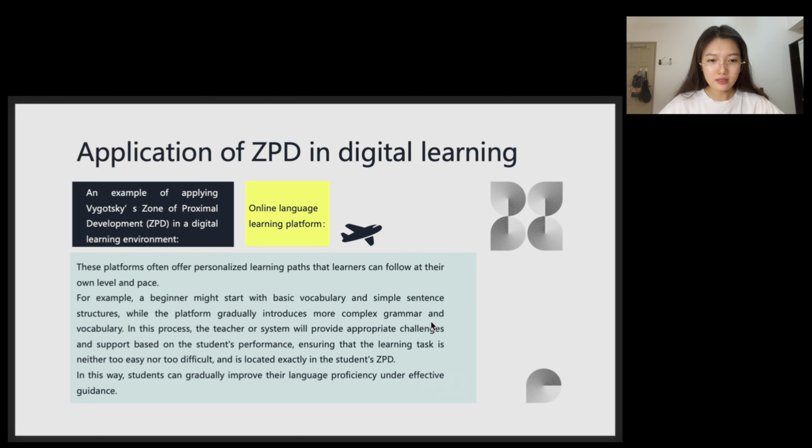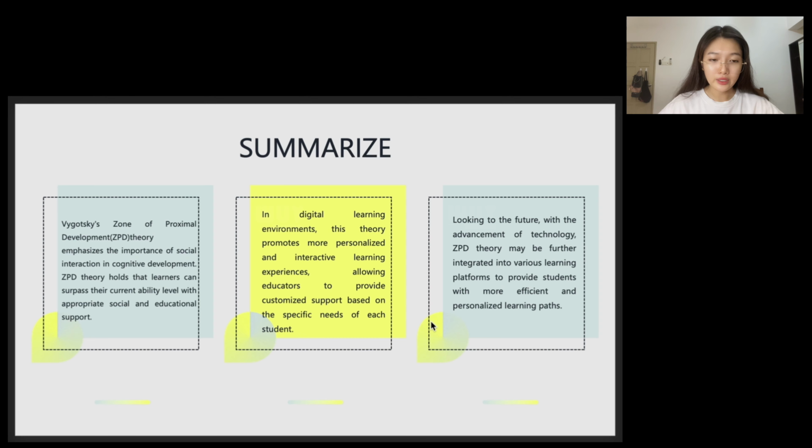Through today's discussion, we learned that Vygotsky's zone of proximal development (ZPD) theory provides us with an important perspective on cognitive development, and it emphasizes the critical role of social interaction and educational support in helping learners move beyond their current level. In digital learning environments, the application of this theory makes the entire learning process more personalized and interactive, allowing educators to provide more suitable guidance based on the specific needs of each student.